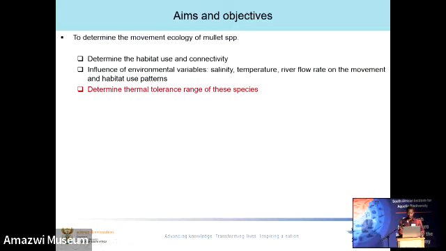So the broader aim of this study was to look at the movement ecology of these three mullet species, just to understand how they move within the estuaries and how they are connected to other habitats, the freshwater environment, the estuaries, and also the sea. So the objectives are to determine the habitat use patterns and the connectivity of these species. And we're also going to look at how environmental parameters such as temperature affect the movement of these species, as we're trying to link with how climate change might affect the movements and behavior of these species.